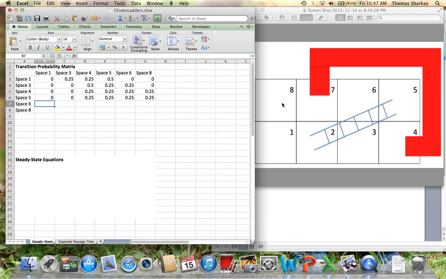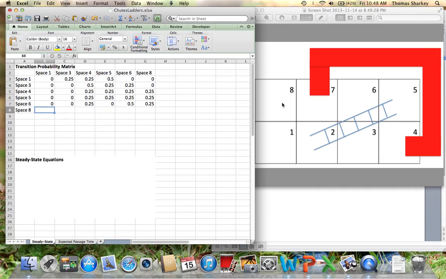For space 6, I can't end up on space 1, can't end up on space 3, but I can end up on space 4. I have a 25% chance of ending up on space 4. That signifies that I spun a 1, moved to 7, and then slid back to 4. Space 5, I can end up on from space 4 in one step. I can stay on space 6 if I overshoot 8. So if I spin a 3 or 4, I'm going to end up staying on space 6. So I have a 50% chance of staying on space 6, and then 25% chance of moving to space 8 for the end of the turn.